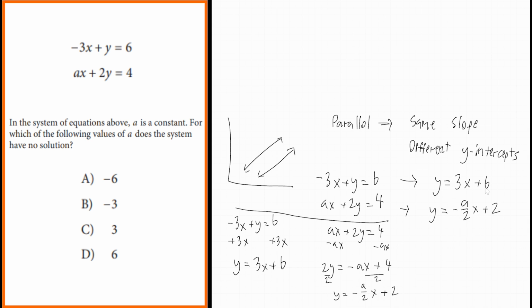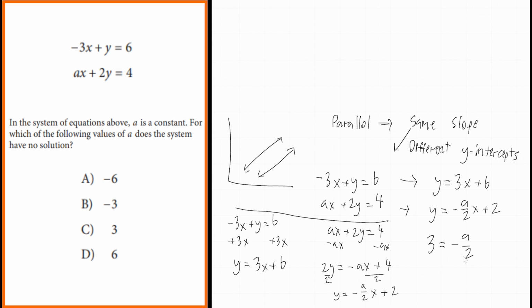So now we have our two equations in slope-intercept form, and we can see that they definitely do not have the same y-intercept. This has a y-intercept of 6, this has a y-intercept of 2, so this first criterion is checked. That's good to go. The second criterion is that they have to have the same slope. So this 3 has to be equal to this negative a over 2. But that's very simple to figure out. We can just set them equal to each other and solve for a.